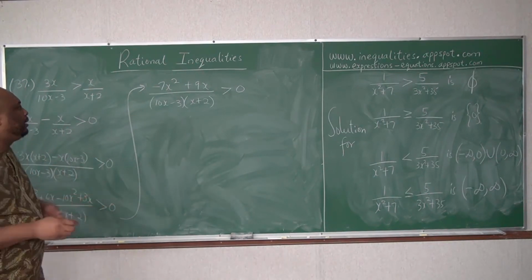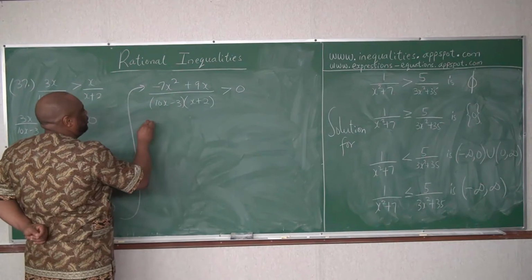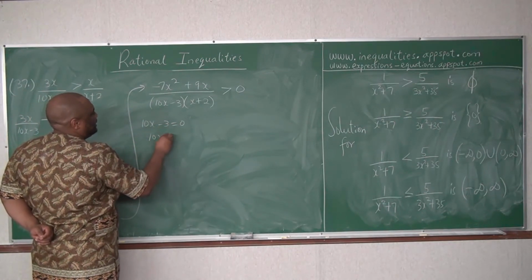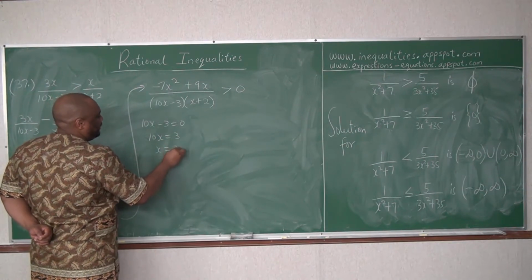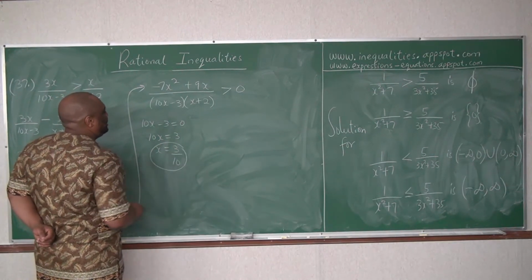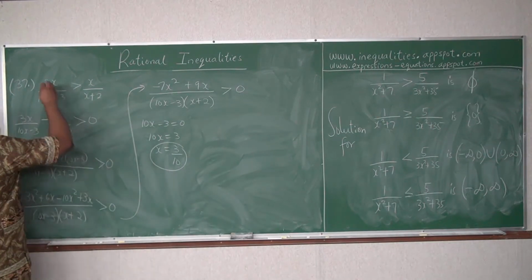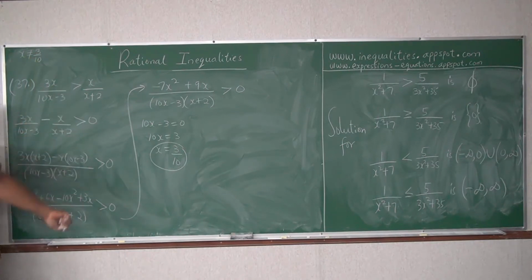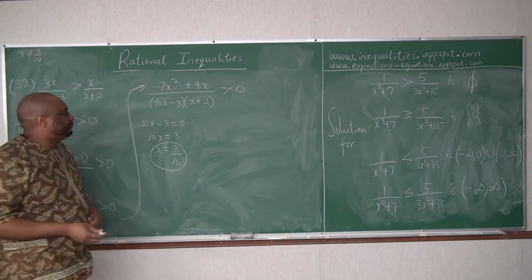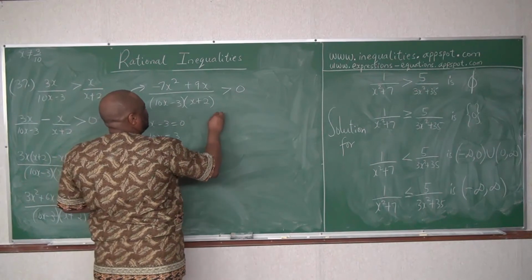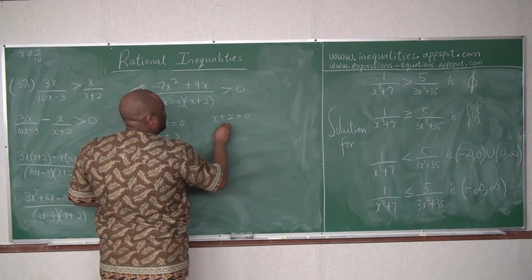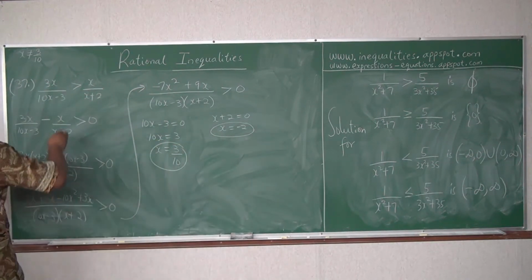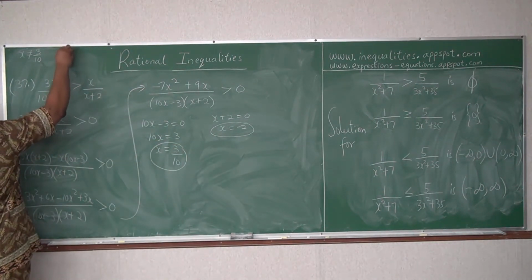the domain. So we start with the denominator. 10x minus 3 is 0, 10x is 3, so x is 3 over 10. That is one test point. So x should not be equal to 3 over 10; 3 over 10 is not in the domain. We have the next one, x plus 2 is 0, x is negative 2, another test point. So negative 2 should not be in the domain.